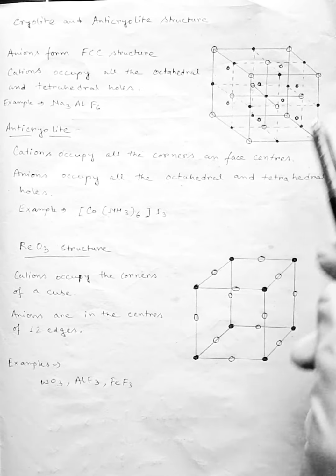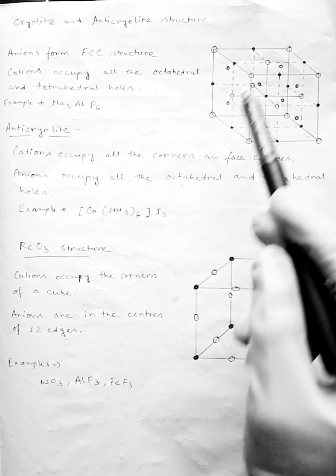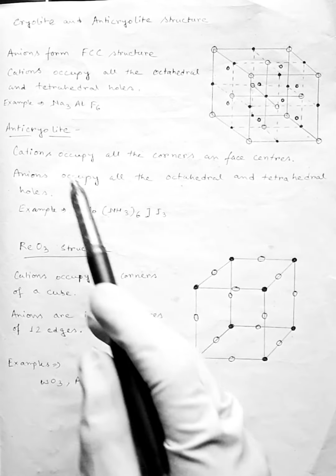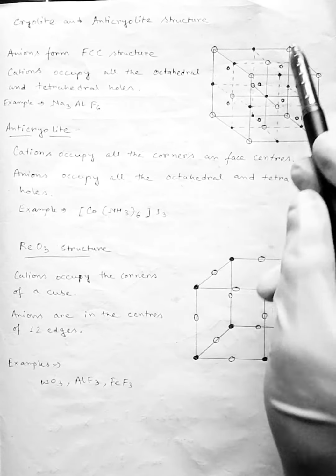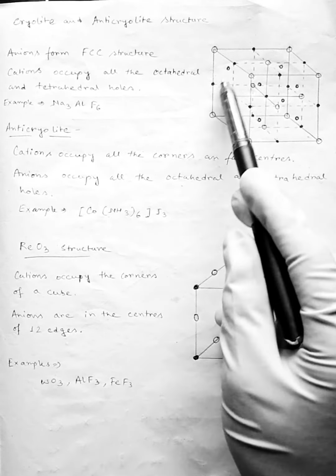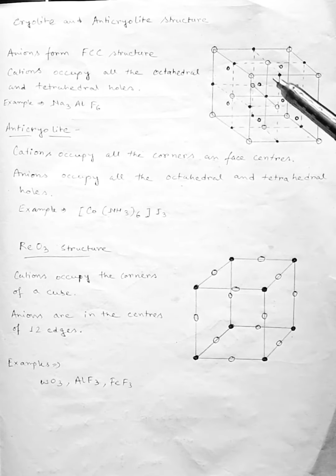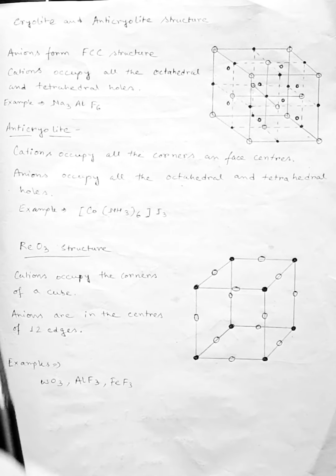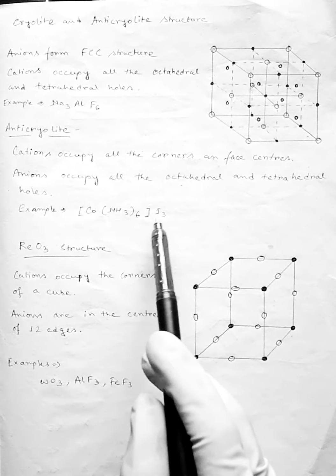So if you consider the cryolite structure, these larger ones are the anions and the smaller ones are the cations. But if you consider the anticryolite structure, these larger ones are the cations and the smaller ones are the anions. Actually, the structure is same, just the position of the cations and anions are inversed. The example of anticryolite structure is [Co(NH3)6]I3.